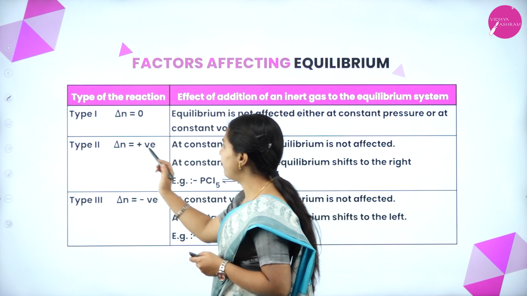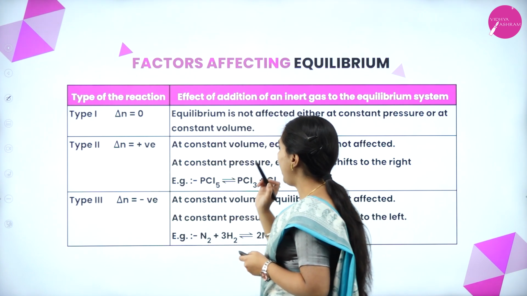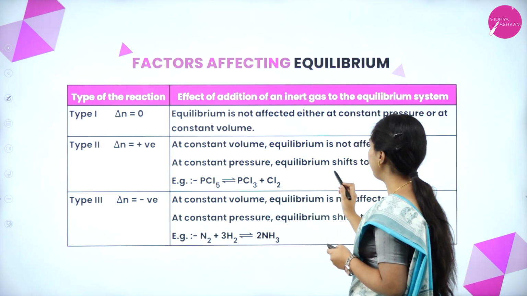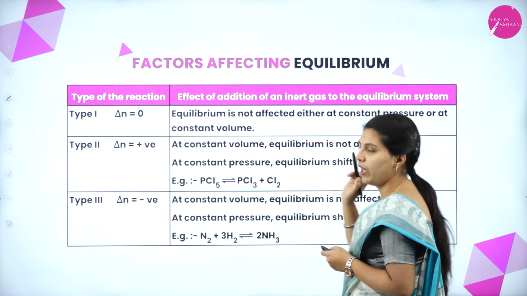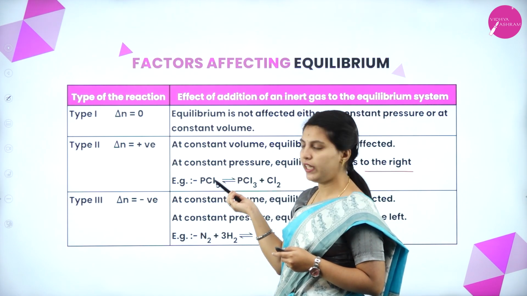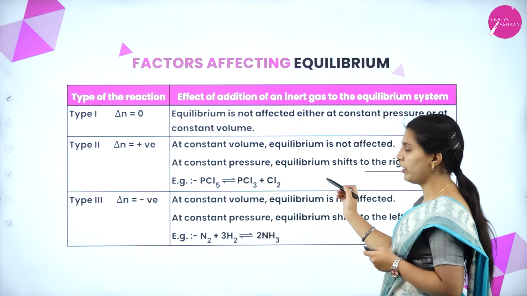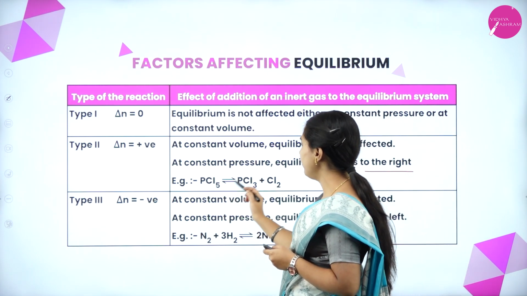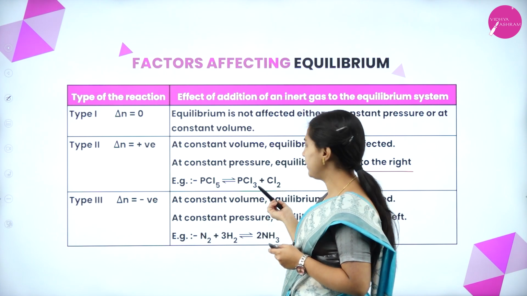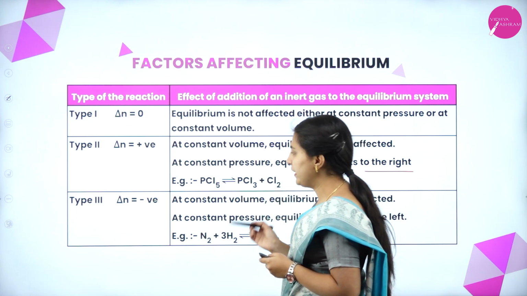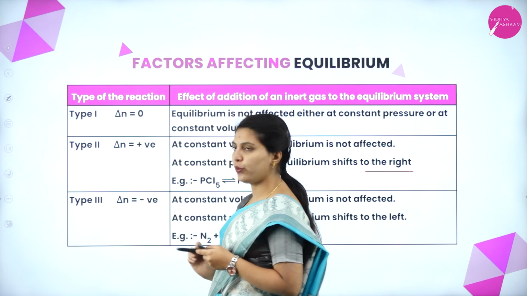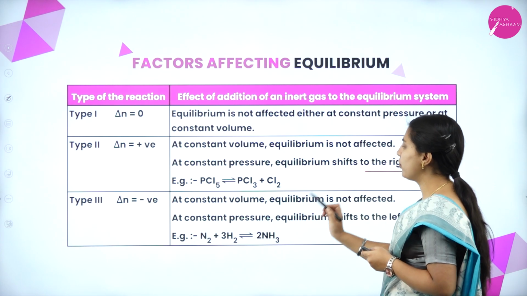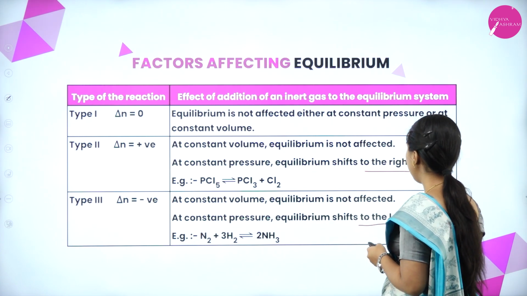In type 2, if delta N is positive, at constant volume equilibrium is not affected, at constant pressure equilibrium shifts to the right. If the number of moles is higher on the product side, then at constant pressure equilibrium will shift to the right side. For example, PCl5 will decompose into PCl3 plus Cl2. In the type 3 reaction, delta N is negative, at constant volume equilibrium is not affected, at constant pressure equilibrium shifts to the left.